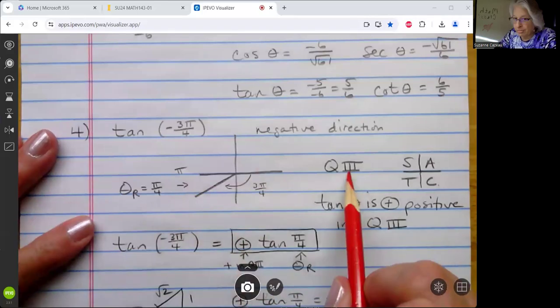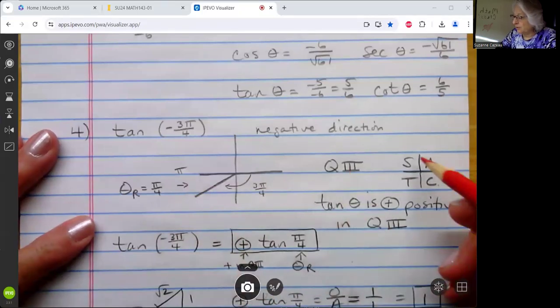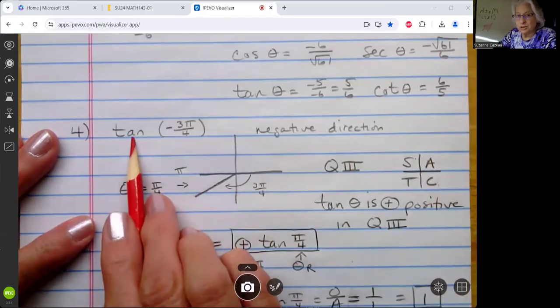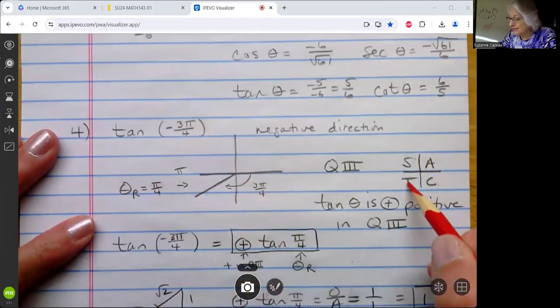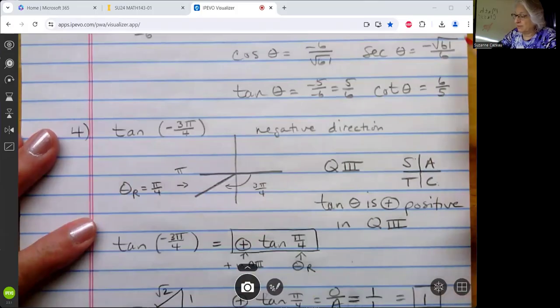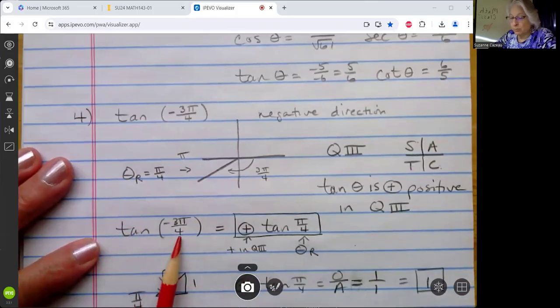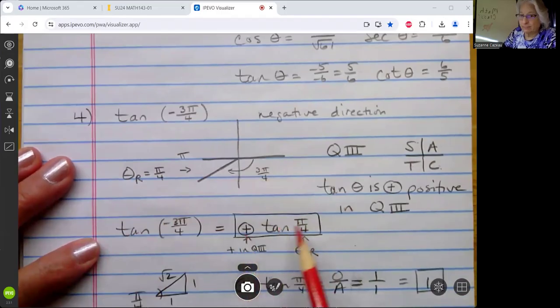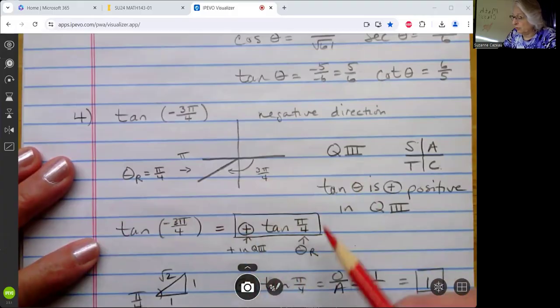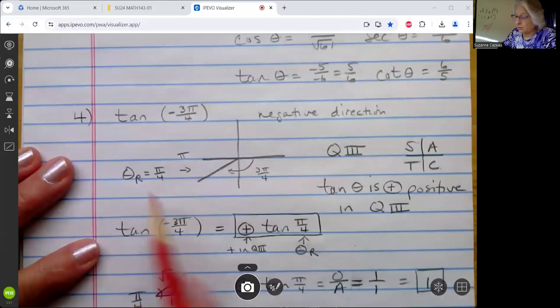Okay, so we're in quadrant 3. All students take calculus. Tangent is positive in quadrant 3. We actually even said that up here. So what that means is the tangent of -3 pi over 4, well, that's the same thing as positive tangent pi over 4. So it's positive in quadrant 3, so you use a positive here. And then your reference angle is pi over 4. So this is equivalent to a positive tangent pi over 4.